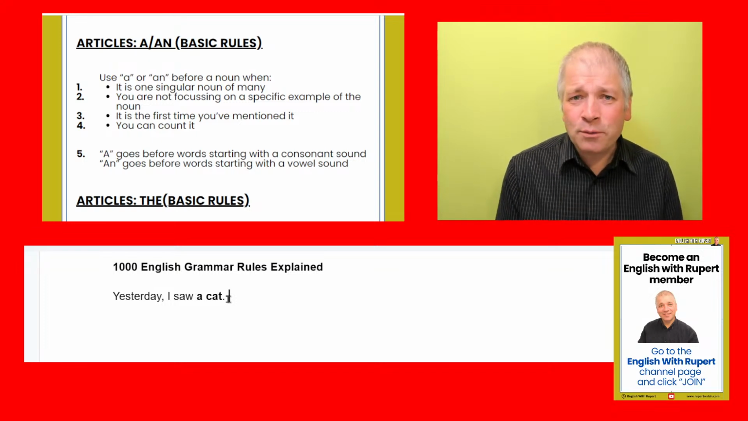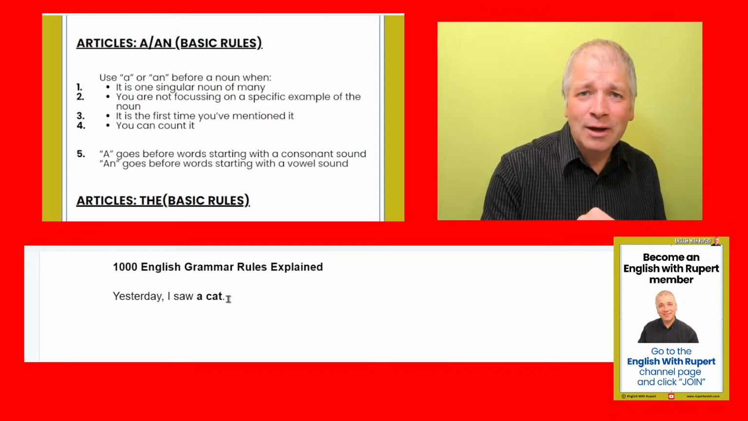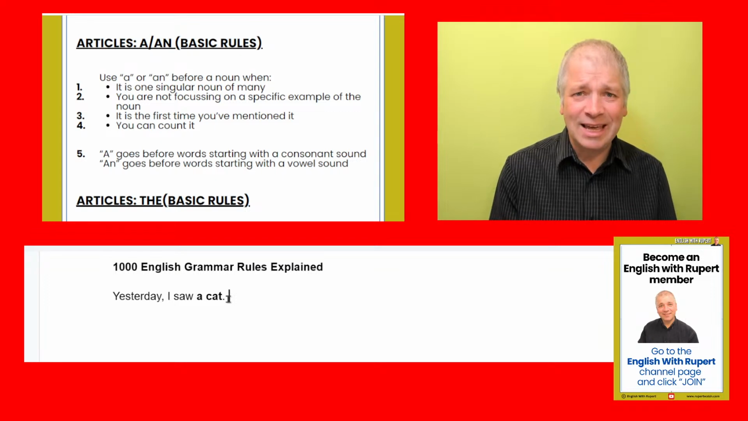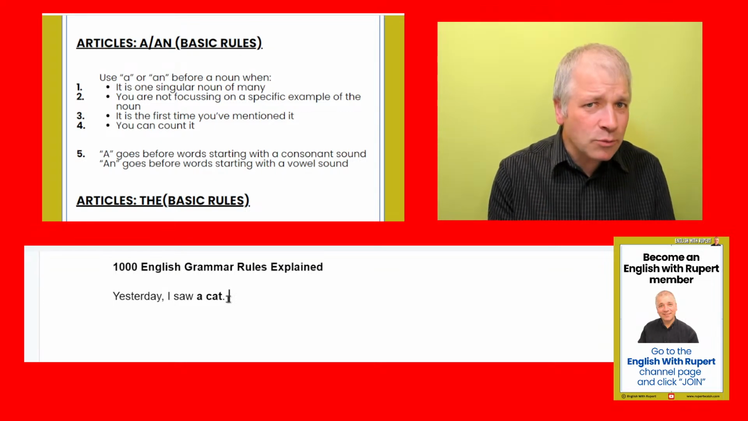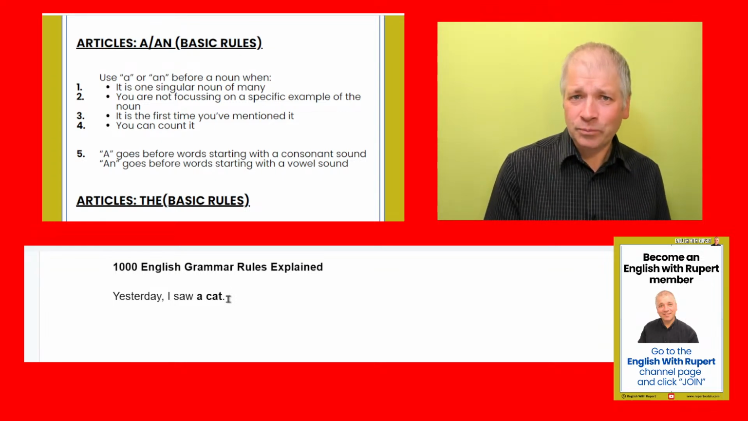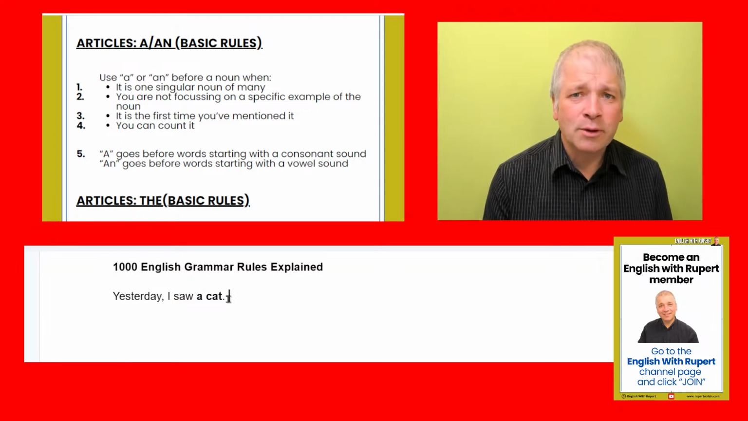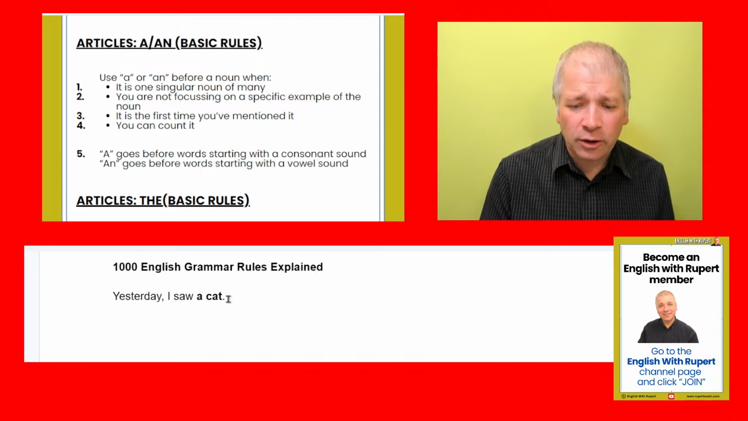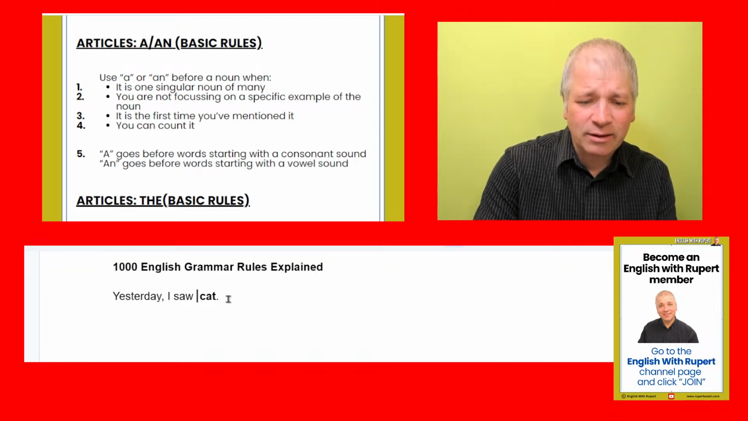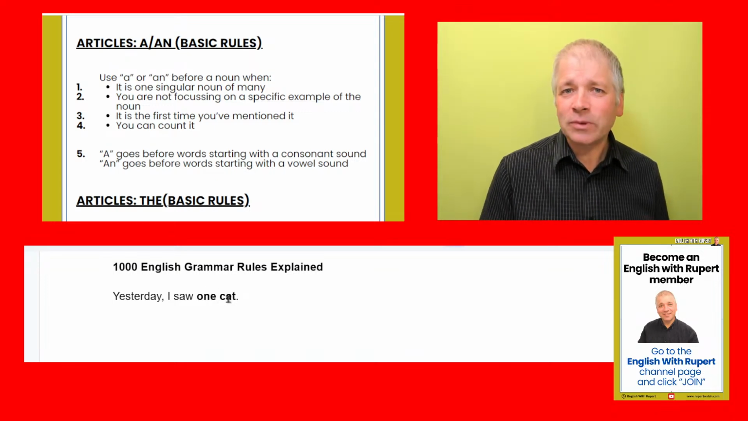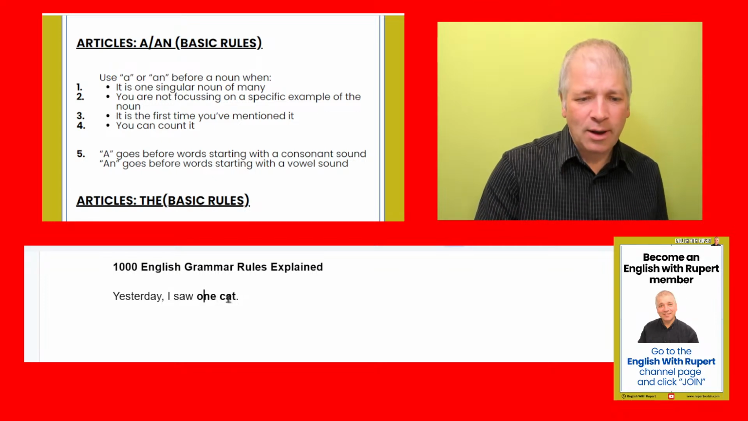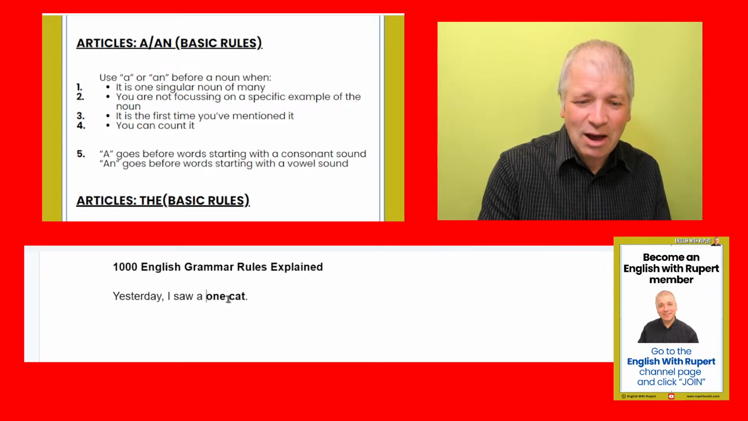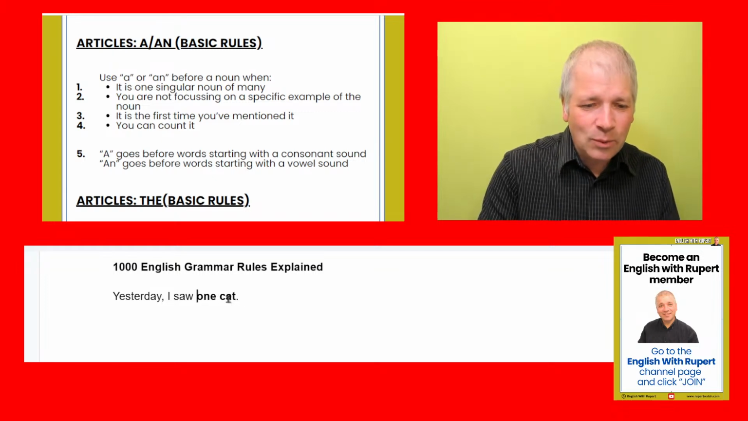Now, before we move on, something I don't cover here, but I cover later on in the PDF, it's worth mentioning here. Sometimes we don't have to use an article. If we have determiners or possessives or quantity words, then we wouldn't use the article. So if instead I'd said, yesterday I saw 1 cat, I don't need the a here because I have the quantity word instead. So we wouldn't say yesterday I saw a 1 cat. We would just say yesterday I saw 1 cat.